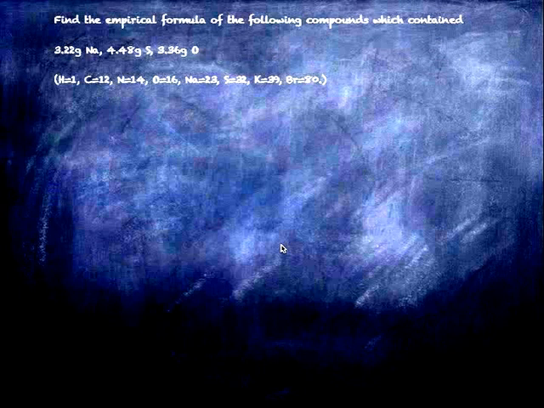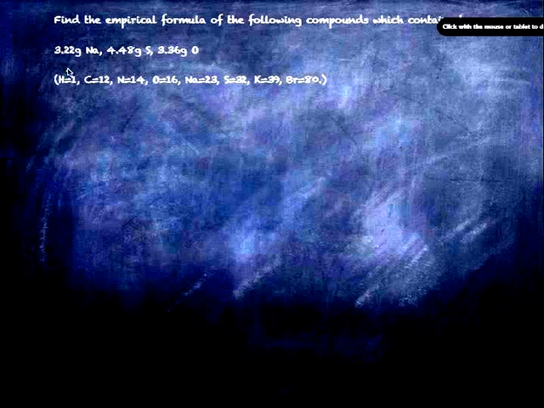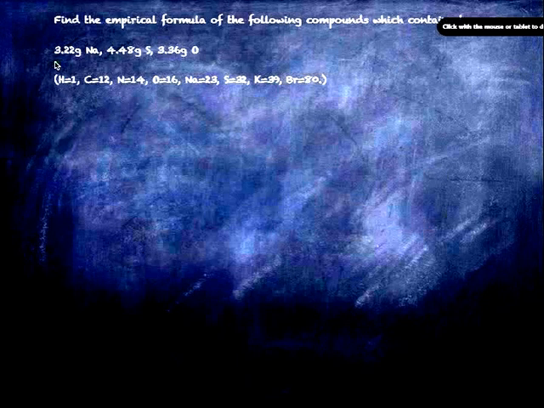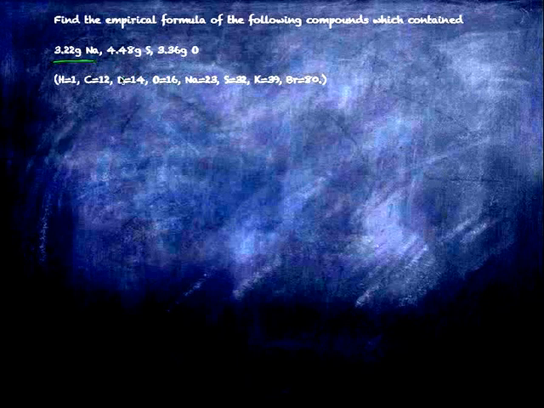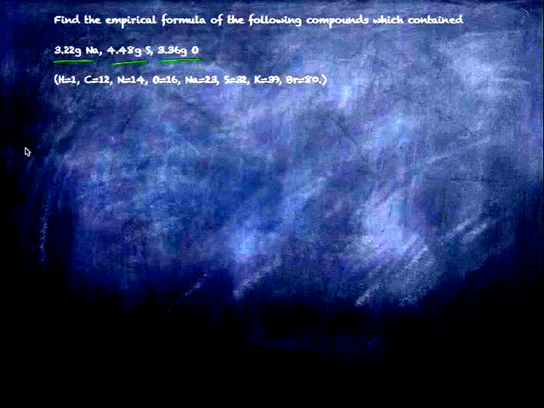So let's take a look at another example. Now this is another interesting one because this will give us another thing to look at here. So we have 3.22 grams of sodium this time, 4.48 grams of sulfur and 3.36 grams of oxygen. So we'll start with the sodium.